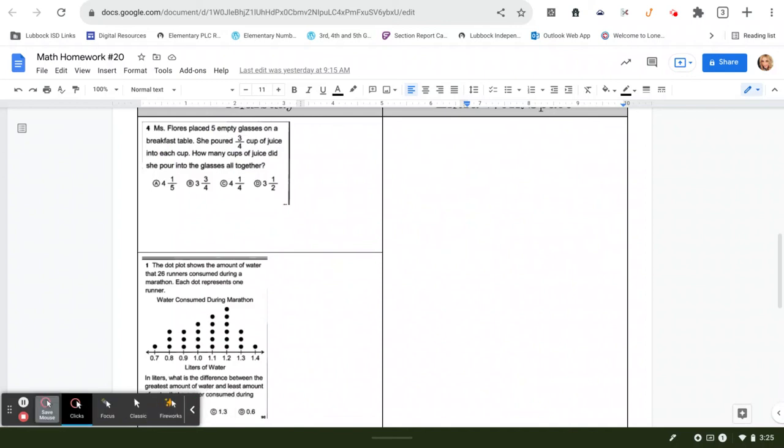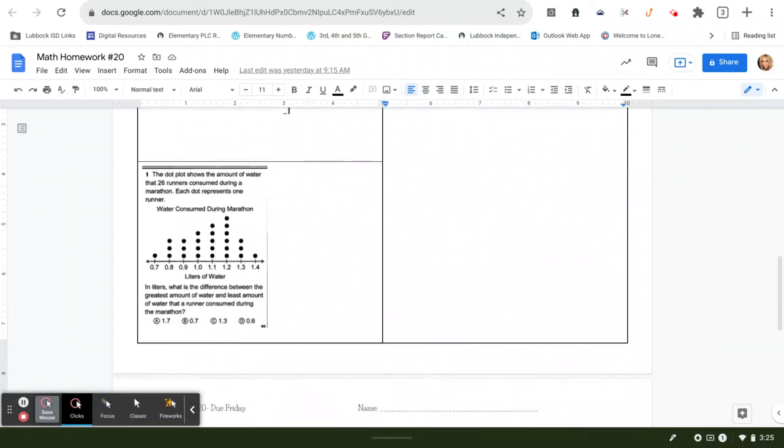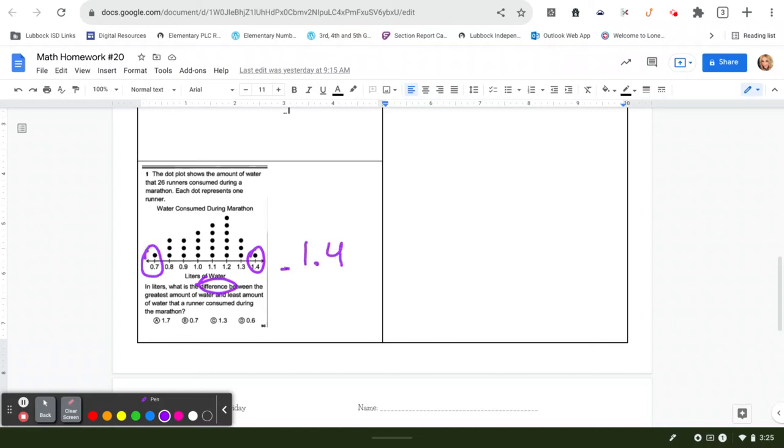Okay, that's the dismissal bell, so let me quickly show you this last one. The dot plot shows the amount of water that 26 runners consumed during a marathon. Each dot represents 1 runner. In liters, what is the difference between the greatest amount of water and the least amount of water? So you're just going to do 1/4 minus 7/10. Let me know if you need me to check your answer on that.